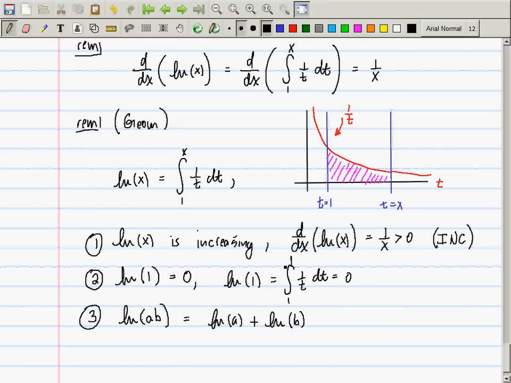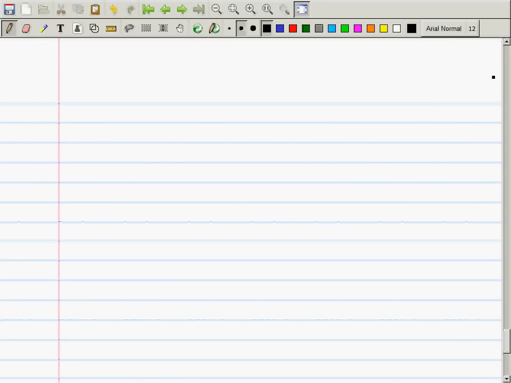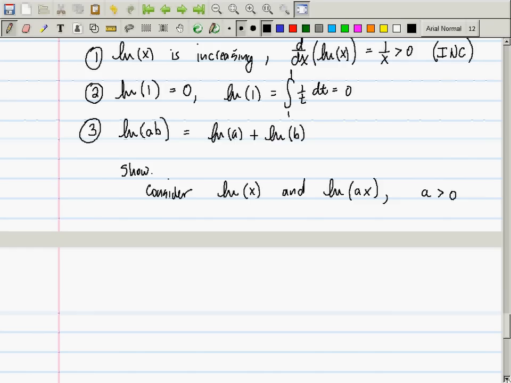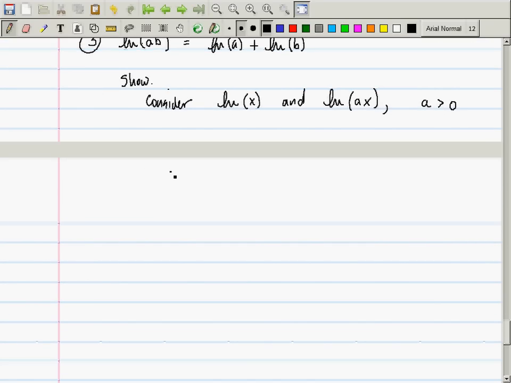So the way we're going to see this is as follows. Let's show that this is in fact the case. I'll consider two different functions: the log of x and the log of ax, for some a which is positive. In the first case, what is the derivative of the log of x? Well, this will be the fourth or fifth time I've written it down. It is 1 over x.